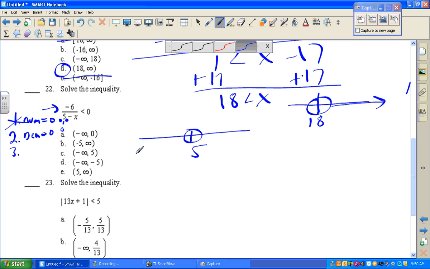Number 3, check for your intervals, positive and negative. So if I put a number like 6 in, is that going to be a positive or negative region? Negative on top, negative on the bottom, so it's going to be a positive region. If I put in 0, I have a negative divided by a positive, so that's going to be a negative region. And which region do I want for my answer? It says less than 0, so that means the negative region is what you want.